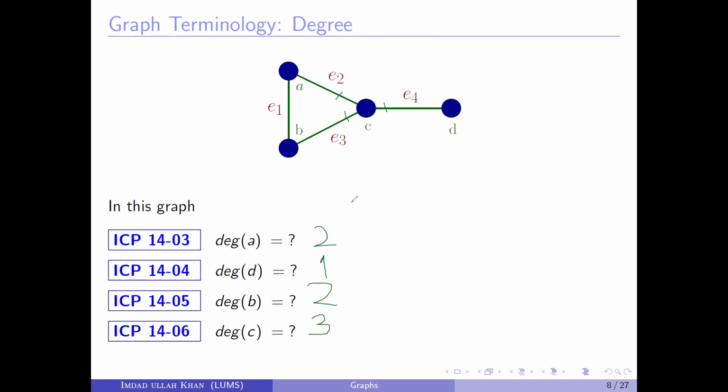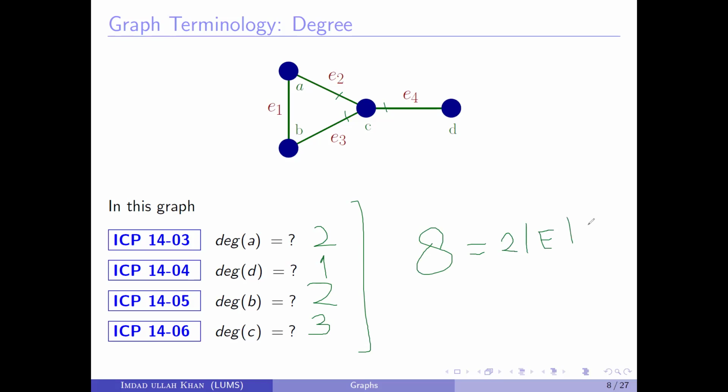There's another property which we'll see later. If you add all these degrees, 2 plus 1 is 3, plus 2 is 5, plus 3 is 8. So this 8 is the sum of all degrees of the graph. This has a beautiful relation with something, and that is that this is 2 times the cardinality of E.